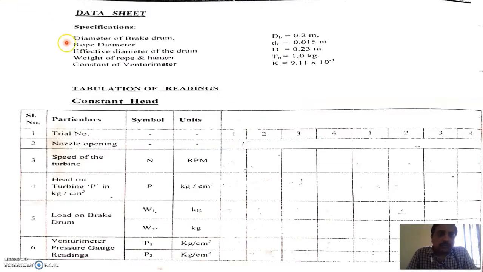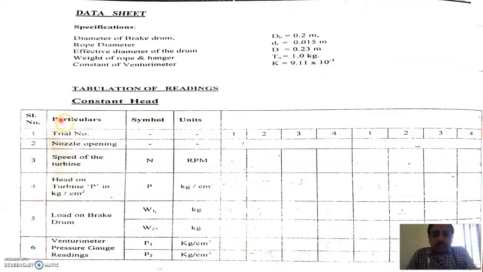Now this is a data sheet. In the data sheet they have given the drum diameter as 0.2 meters, and the rope diameter as dr equals 0.015 meters. The effective diameter of the drum has been noted as d equals 0.23 meters. The weight of the rope and hanger is given as T0 equals 1 kg. The constant of the venturimeter, K equals 9.11 into 10 raised to minus 3, is also given.